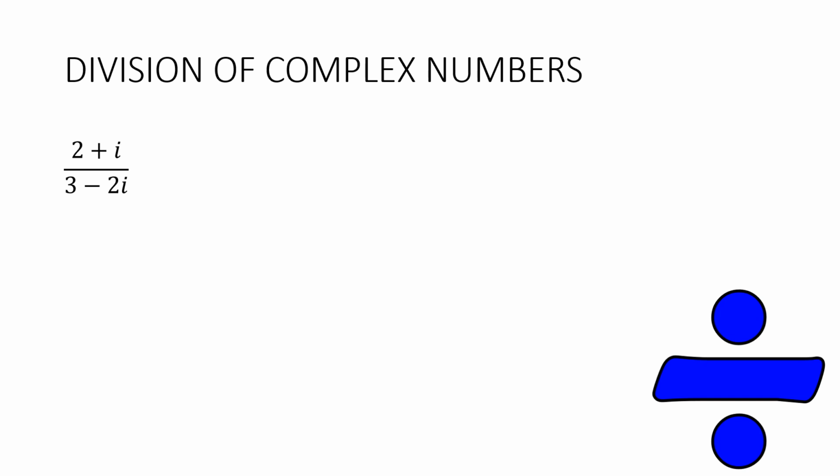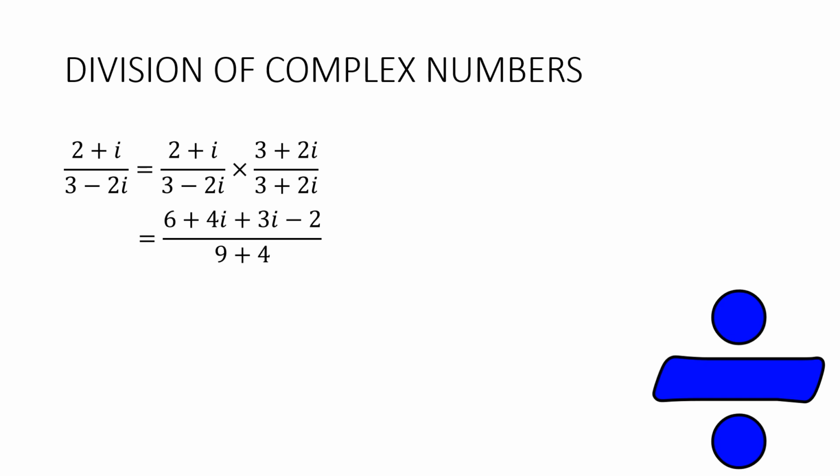And division. We're going to use the same process. We're going to realize that denominator by multiplying top and bottom by 3 plus 2i. Across the top we're going to do FOIL, and on the bottom we're going to do the difference of 2 squares. Tidying everything up, we can leave it like that or split it into its real and imaginary parts.